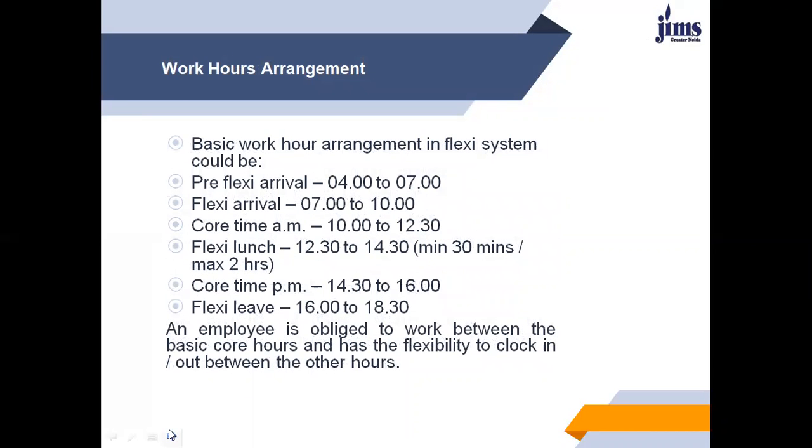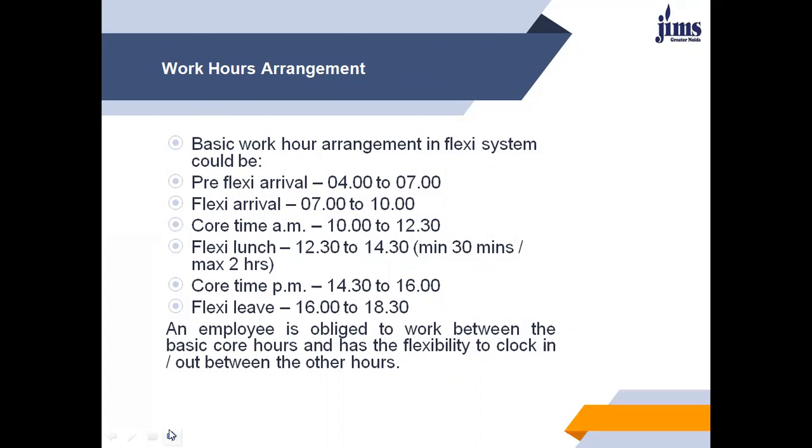The basic arrangement in flexi time could be pre-flexi arrival. That means before the core time, 7 to 10, and 10 to 12:30 may be the core time. Then flexi lunch time, 12:30 to 2:30 p.m., with a minimum of 30 minutes of lunch time. Any 30 minutes, you can take the break. Core time 14:30, that is 2:30 p.m., to 4 o'clock in the evening. Then flexi leave, they can leave at any moment from 4 p.m. to 6:30 in the evening.